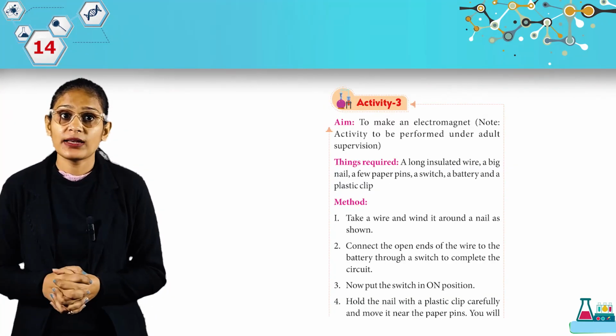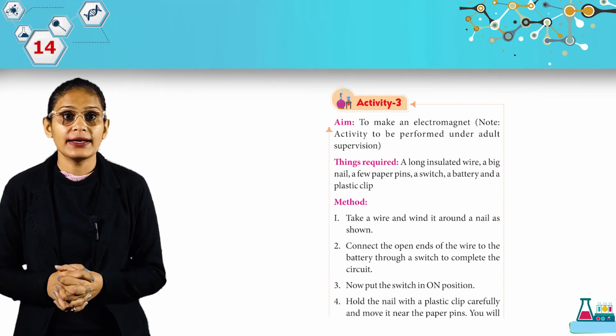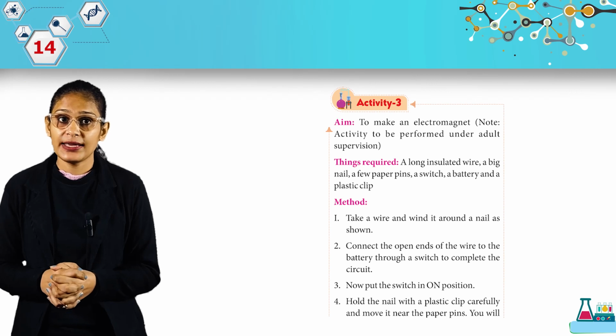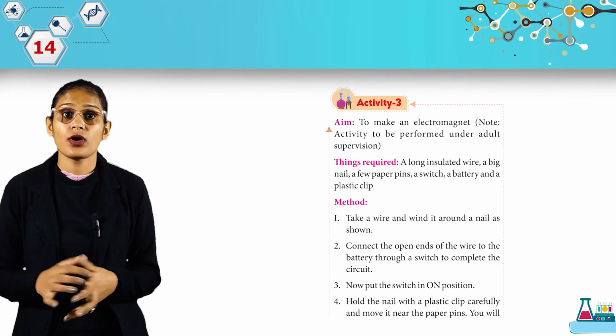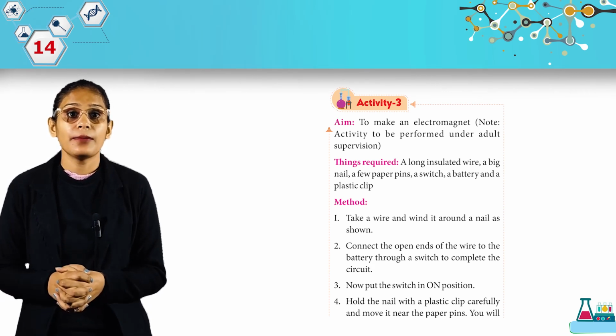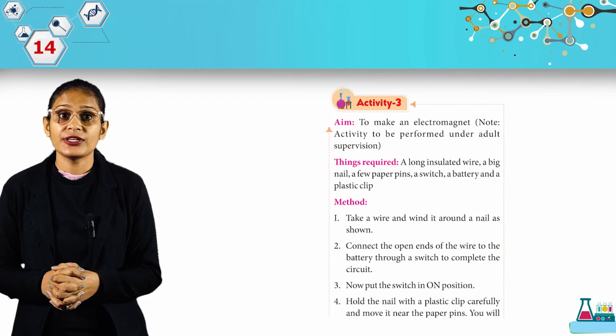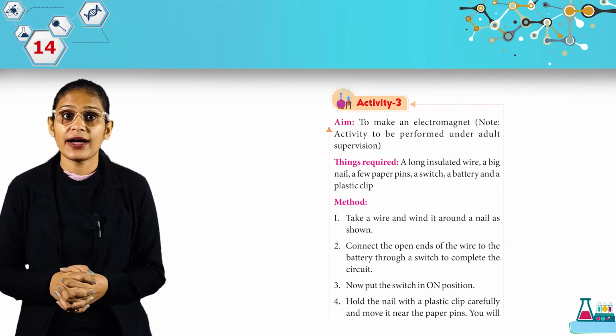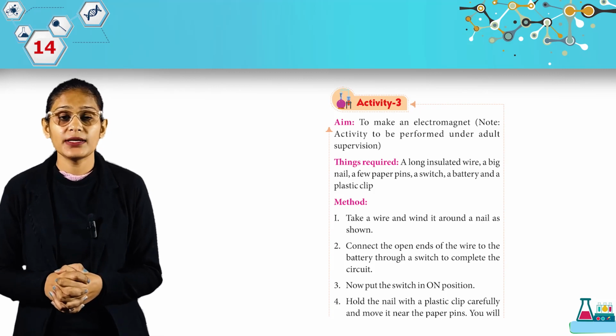To make an electromagnet, note: the activity is to be performed under adult supervision. Things required: a long insulated wire, a big nail, a few paper pins, a switch, a battery and a plastic tube. Method: Take a wire and wind it around a nail as shown. Connect the open ends of the wire to the battery through a switch to complete the circuit.